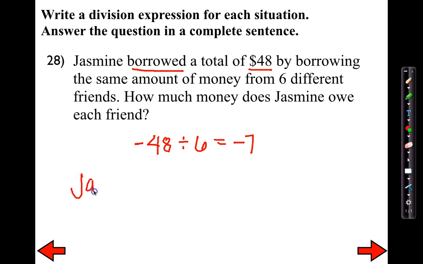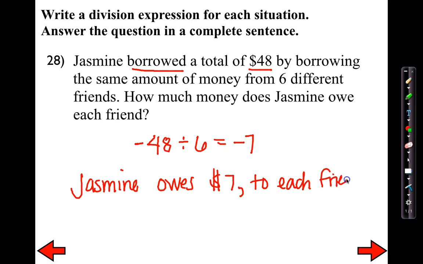So I would say Jasmine owes $7. Now some of you might be thinking, wait, I don't get it. My answer was negative, but how come I wrote it in my sentence as positive? Because we're using this negative sign to indicate that it's money that she owes because she borrowed it. Now a positive number might have indicated that she either has money.